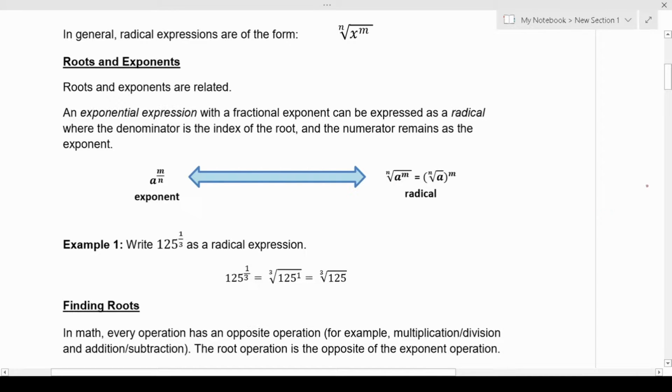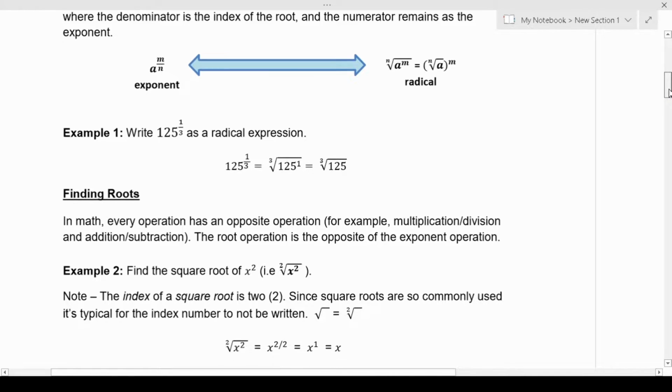Okay, so let's take a look at an example of that. In this case, we have 125 raised to the 1/3 power. To rewrite this as a radical expression, again, it's going to look like this. We're going to have our root symbol, or radical. We know 125 is going to be the radicand. This 3 is going to be our index, and this 1 is going to be our power.